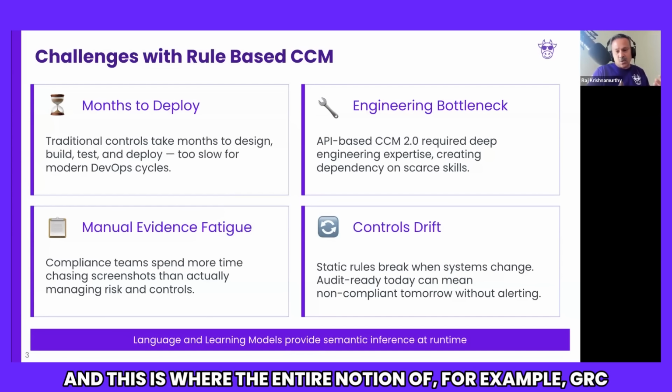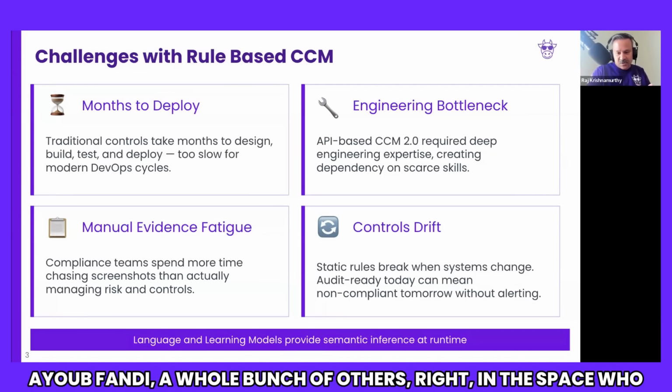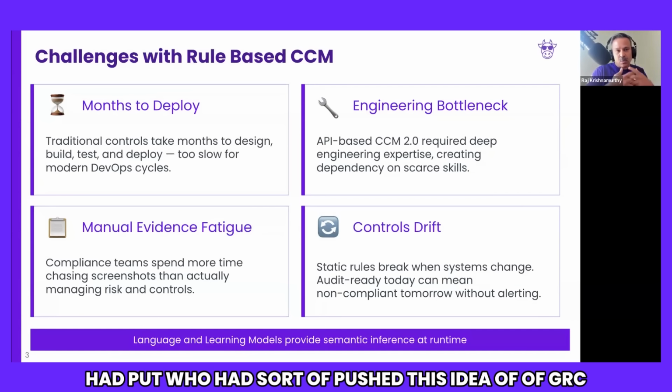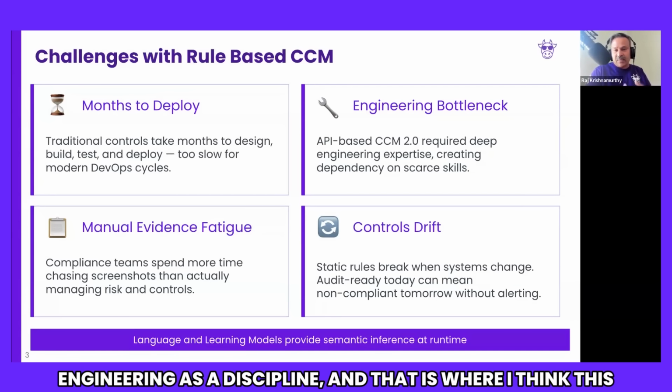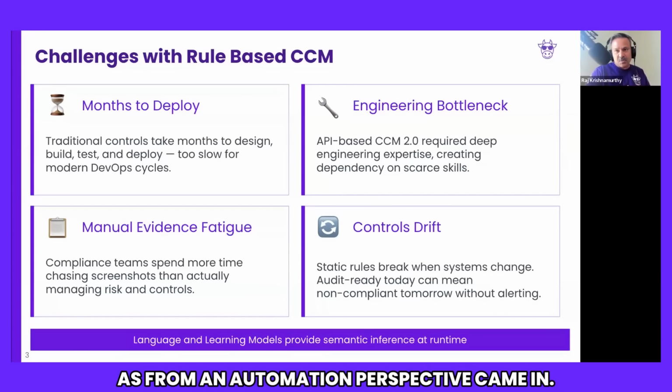And this is where the entire notion of, for example, GRC engineering as a discipline came about. I want to do a big shout out to folks like Mosi Platt, Ayub Fandi, a whole bunch of others in this space who had pushed this idea of GRC engineering as a discipline. And that is where I think this idea of trying to engineer GRC from an automation perspective came in.